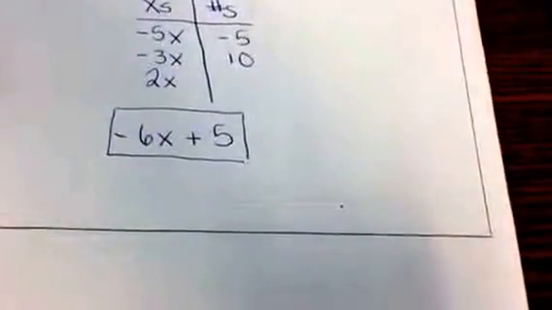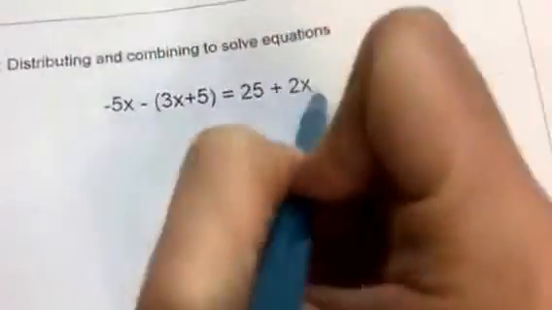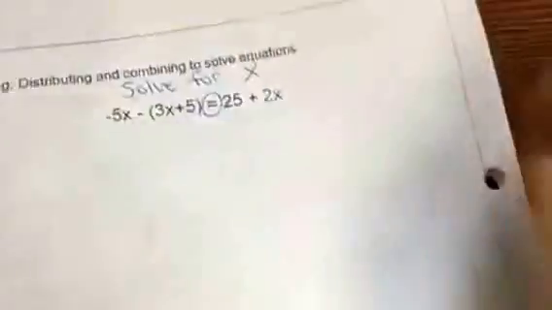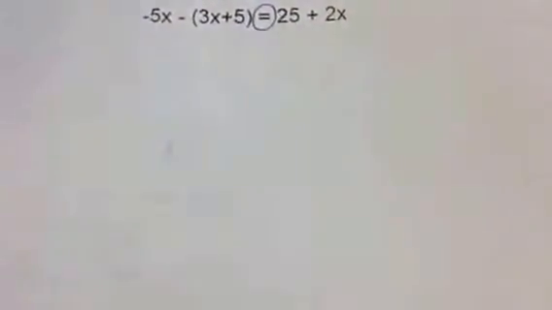Okay, so what I have to do now is I have to be able to combine my like terms. So here I have my distributive property, I have like terms, but notice that I have an equal sign, okay? So what I have to do is solve for x. So now I have to combine all of the skills that I have. I have to know how to distribute, I have to combine like terms, and I have to be able to solve multi-step equations. So the first thing I'm going to do is distribute. I'm going to simplify what I have.